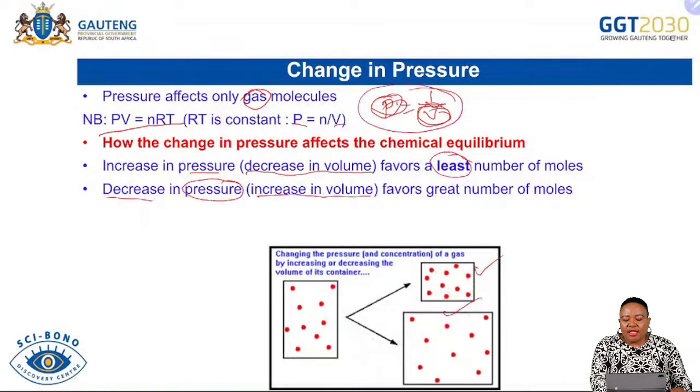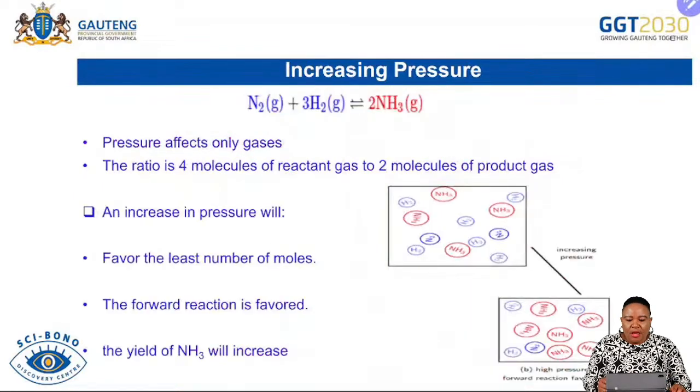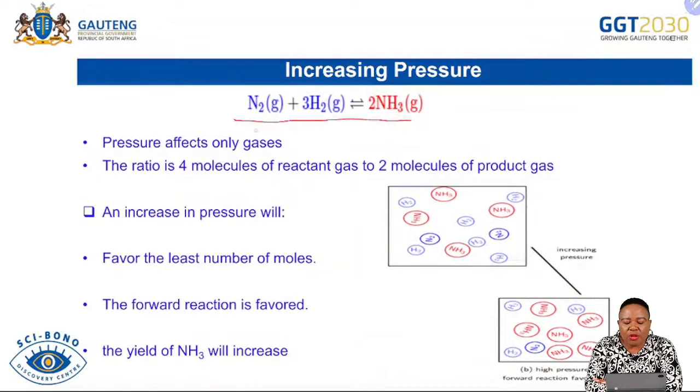If you are increasing volume, there will be a decrease in pressure. Now, when you look at the increase, let's look at this example of our Haber process, which is nitrogen gas reacting with hydrogen gas to give you ammonia. 1 mole of nitrogen reacts with 3 moles of hydrogen to give you 2 moles of ammonia.